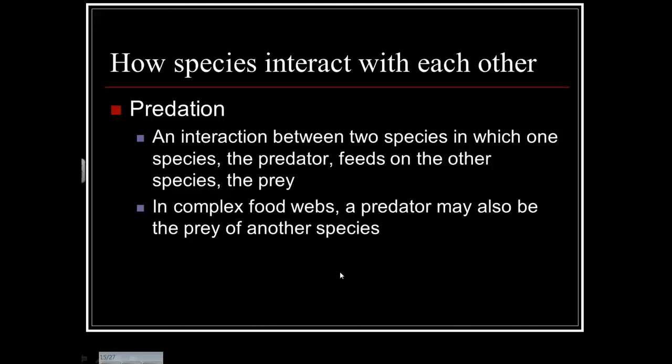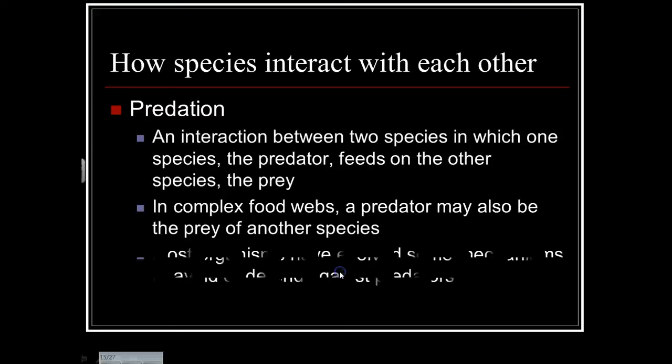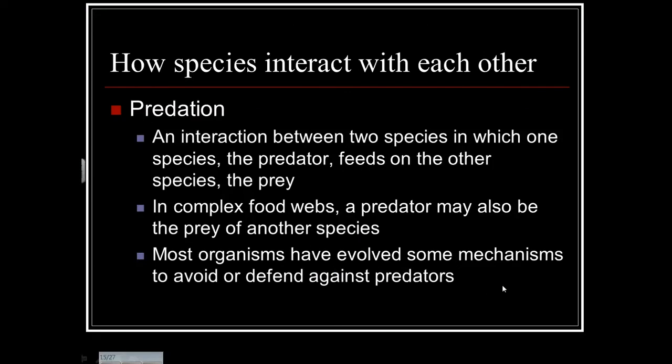And if you remember the food webs from a couple chapters back, this probably makes sense to you, that one predator might be the prey. In other words, they're eating something lower on the food chain or food web, and then they become the source of food for something higher up there. Most organisms have mechanisms in place, adaptations that they have to an environment or to other organisms, to avoid or defend themselves against predators. Whether it's running away or camouflaging into an environment, most species have some kind of mechanism that helps them to exist.